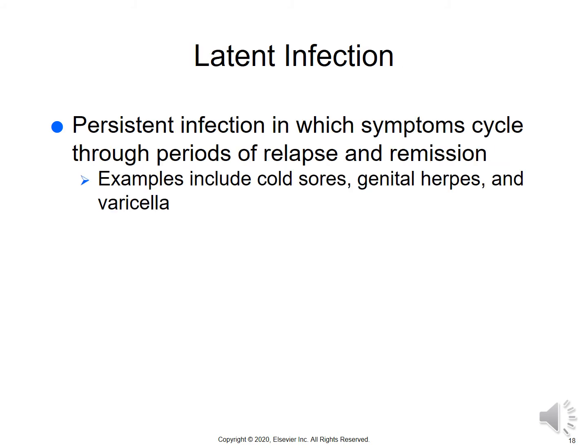A latent infection is a persistent infection in which the symptoms cycle through periods of relapse and remission. Common examples would include things like cold sores and genital herpes caused by the herpes simplex virus 1 and 2, respectively. The virus enters the body, causes the original lesion, then it subsides as the immune system takes over, lies dormant, usually in nerve cells or nerve roots, until a trigger, such as stress, illness, trauma, or even sunburn, causes it to leave the nerve cell and seek the surface again.